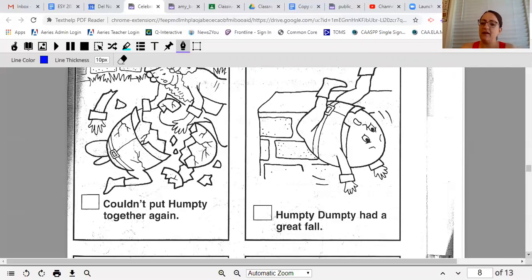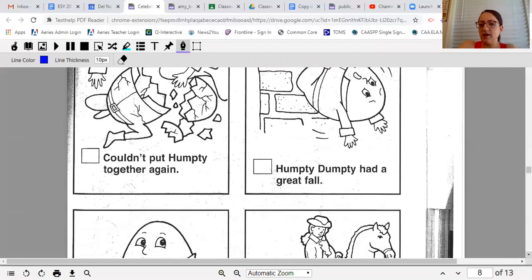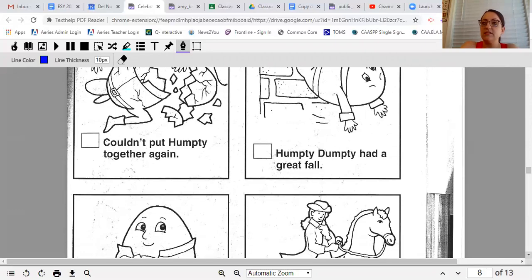Doesn't seem like the beginning of our sentence or our nursery rhyme. And Humpty Dumpty had a great fall. That was close to the beginning of it, you know. We had Humpty Dumpty sat on a wall. Humpty Dumpty had a great fall. So we could probably guess that this is going to be number 2.